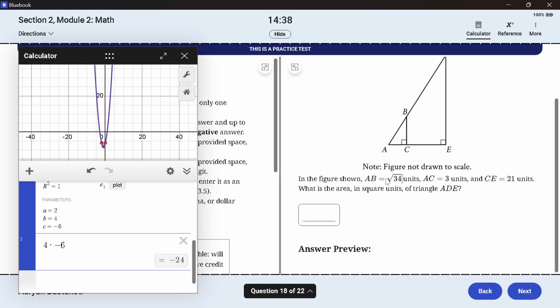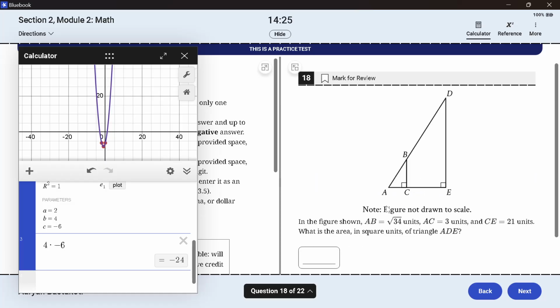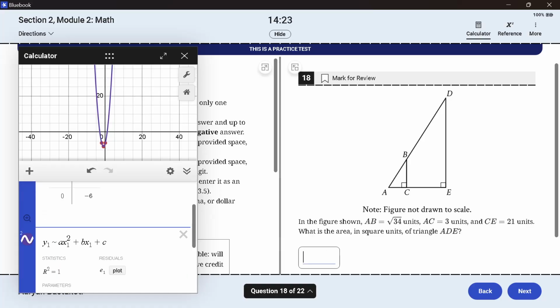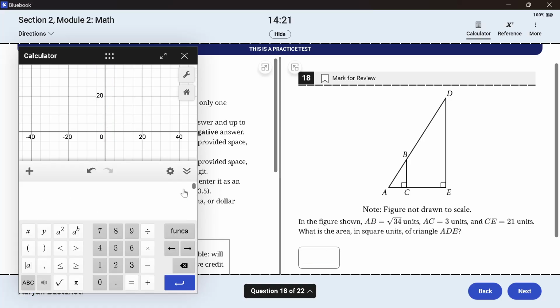In the figures shown, AB is equal to root 34 units, AC is equal to 3 units, and CE is equal to 21 units. What is the area in square units of triangle ADE? AB is root 34, AC is 3, and CE is 21 units. What is the area in square units of triangle ADE?